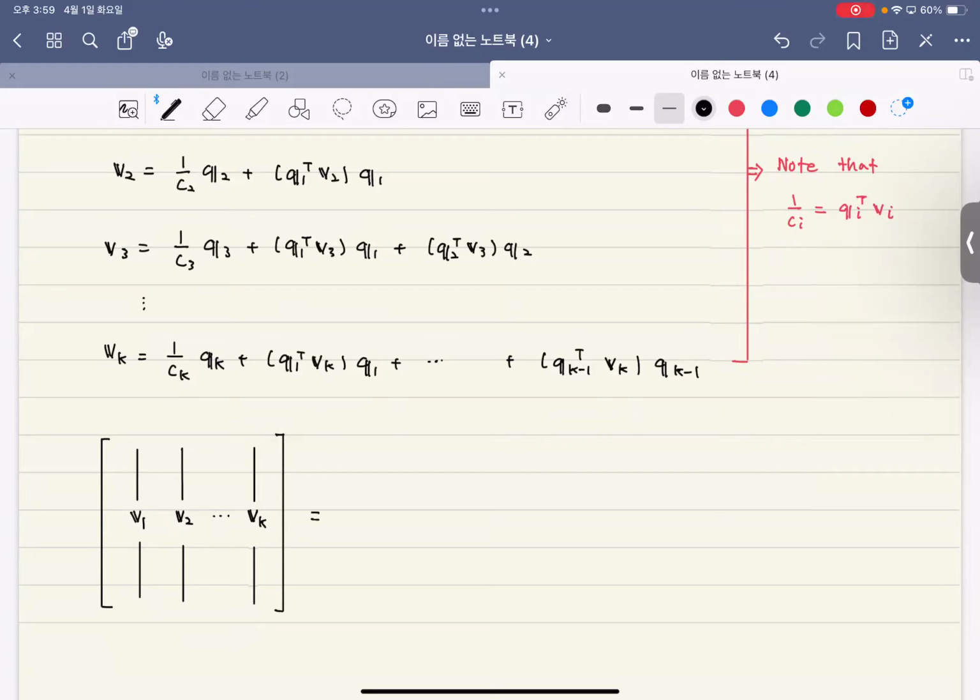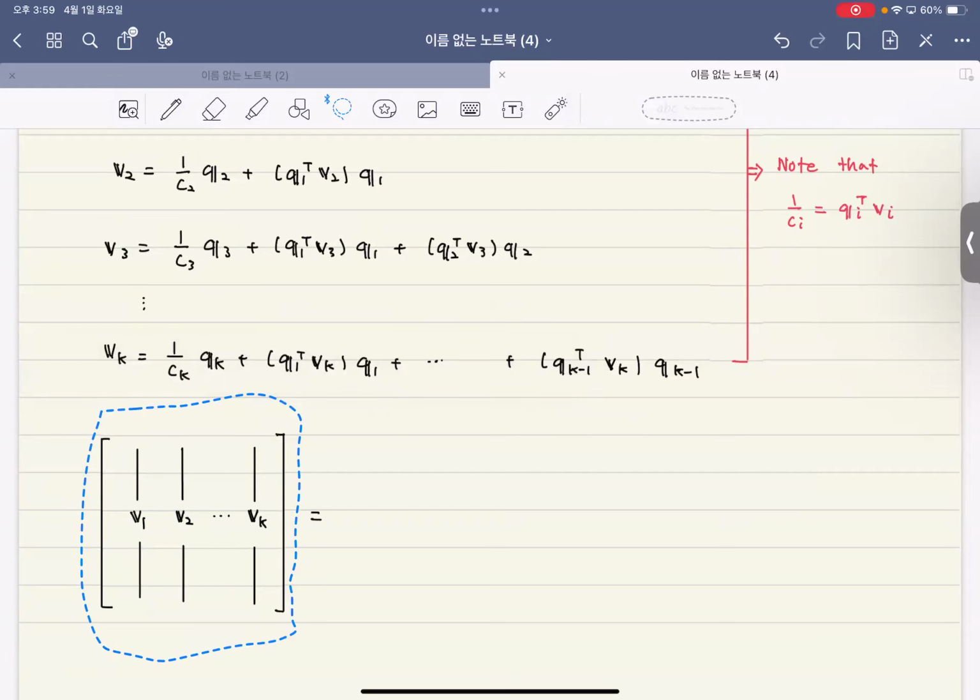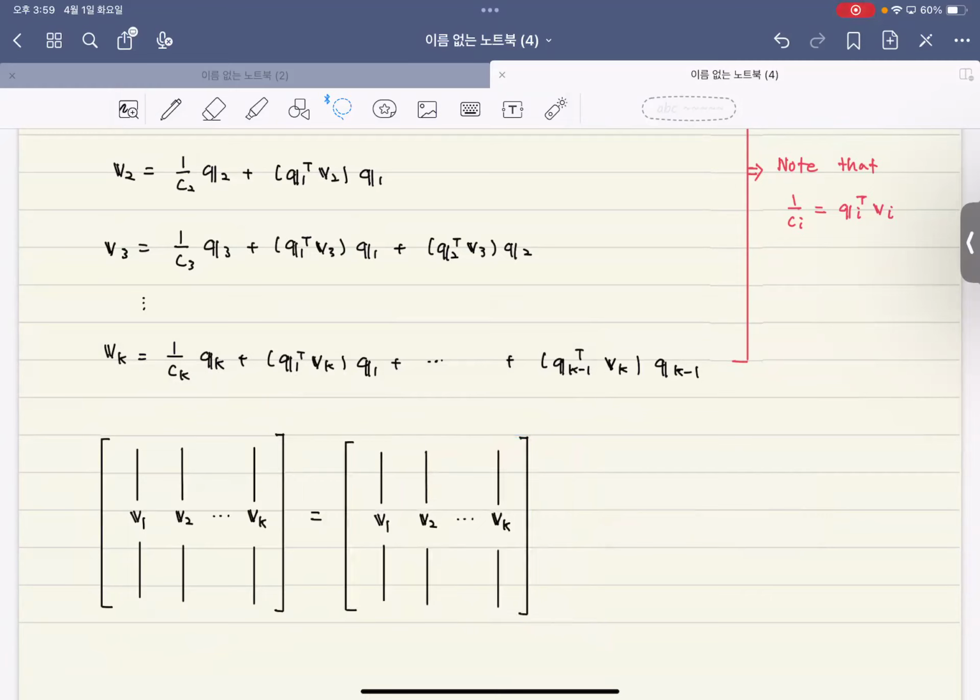All right. And another matrix. This time, the columns of this matrix are from Q1 to Qk. They are not the same. They are two different matrices, but the dimensions of these two matrices are the same. They are both n by k matrices.